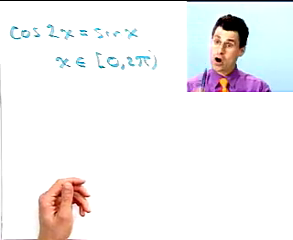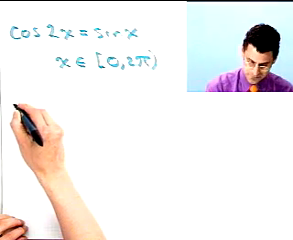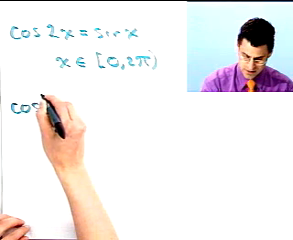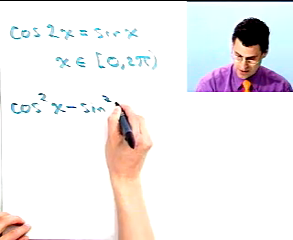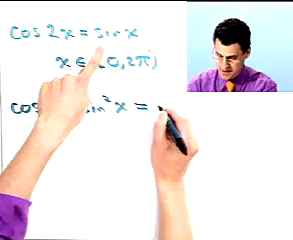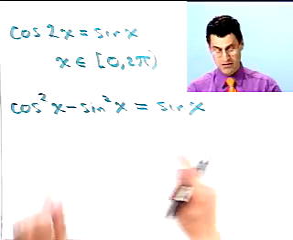Well, now we're armed with a formula for double angles for cosine. So I can take the cosine 2x and convert it into just cosines and sines of x. So let's do that. Using the double angle formula for cosine, I see this equals cosine squared x minus sine squared x. And now that equals, by this thing, sine x.